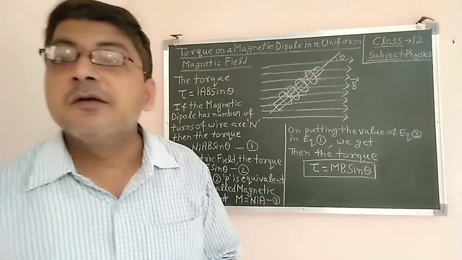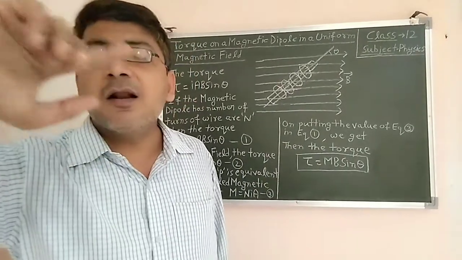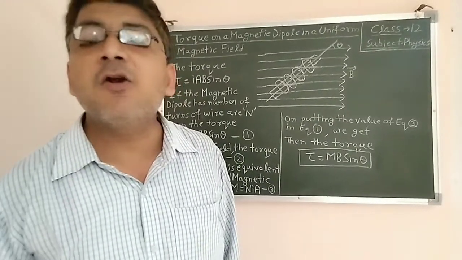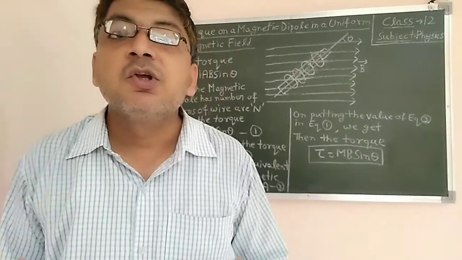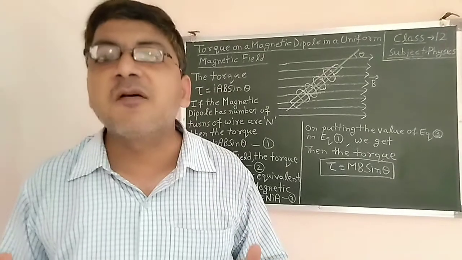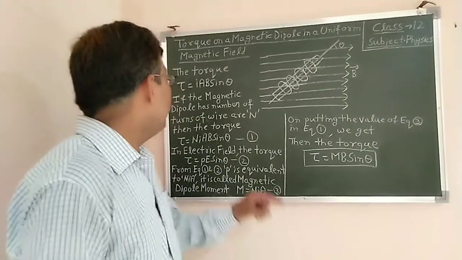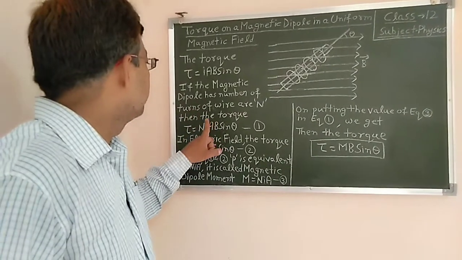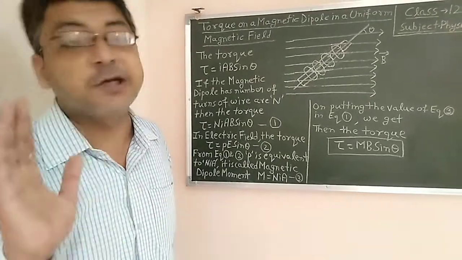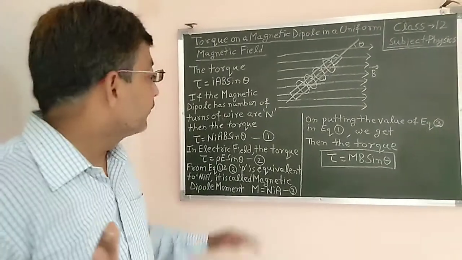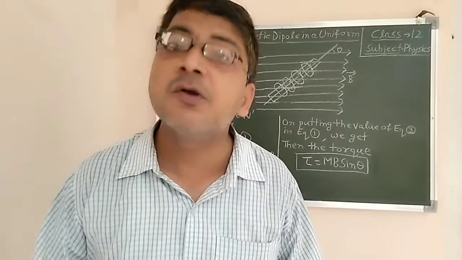When we imagine this magnetic dipole, the number of turns of the wire on the magnetic dipole is N, capital N. Then the torque equals NIAB sin theta. Clear? This is equation number 1.